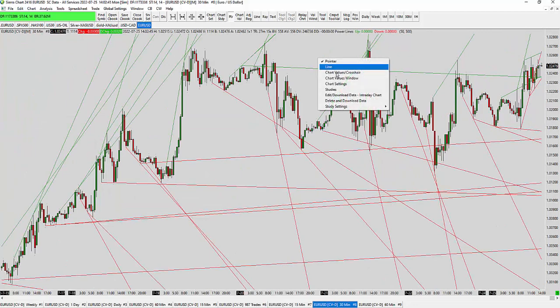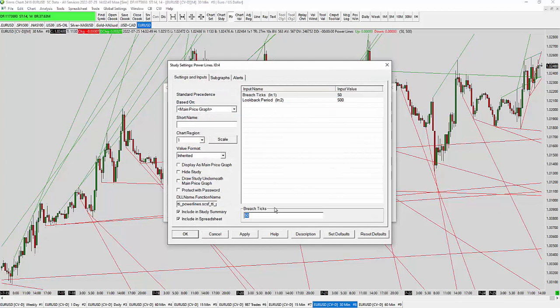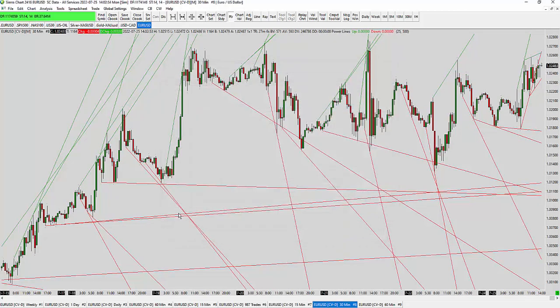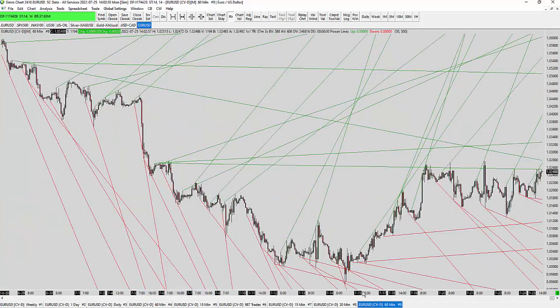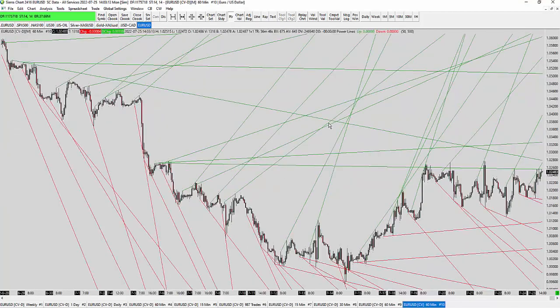So the setting should be studies, PowerLines 25 if you want. If you want to see more, for a bigger picture, maybe for an hourly chart, you can add more, or on the daily you can add more. Example, I'll show you an example. I'll go to my 60-minute chart, I duplicate the chart, and I'll make it a daily chart. There's your daily chart right here.